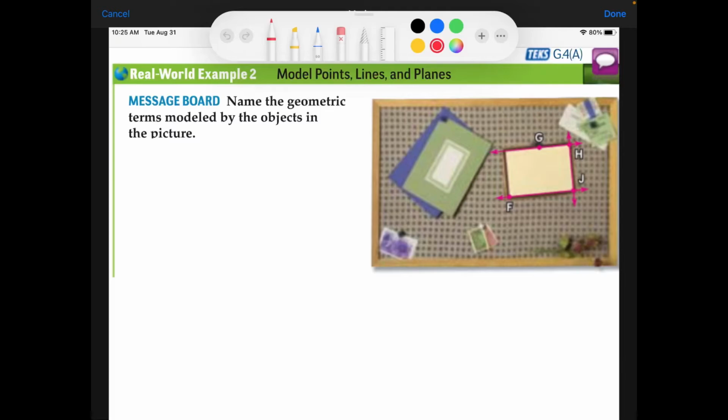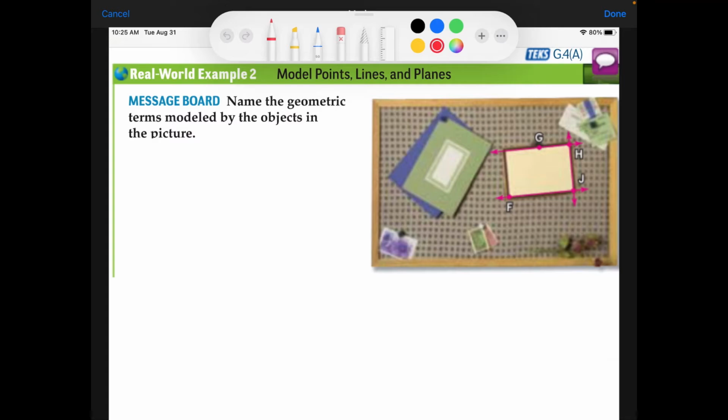So here we're still talking about naming points, lines, and planes, or undefined terms, which are things that we can all agree upon. And so let's look here. It tells us to name the geometric terms modeled by the objects in this picture. So this looks like a board where we pin things up. And let's start with G. It looks like G is a pin, right? That you could pin this, looks like paper, on to this board.